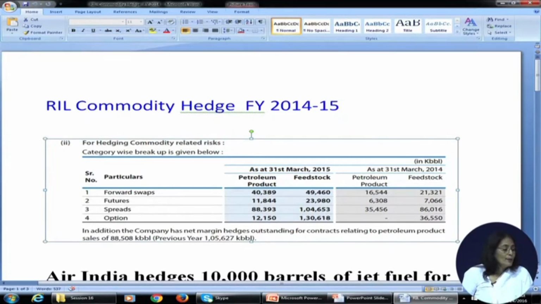This detail shows, as of March 2015 in comparison to March 2014, what are the different kinds of contracts Reliance has undertaken for mitigating the commodity price risk. They have entered into forward swaps, they have entered into futures, spreads and options, and to my knowledge this is the only company which is making this information available.